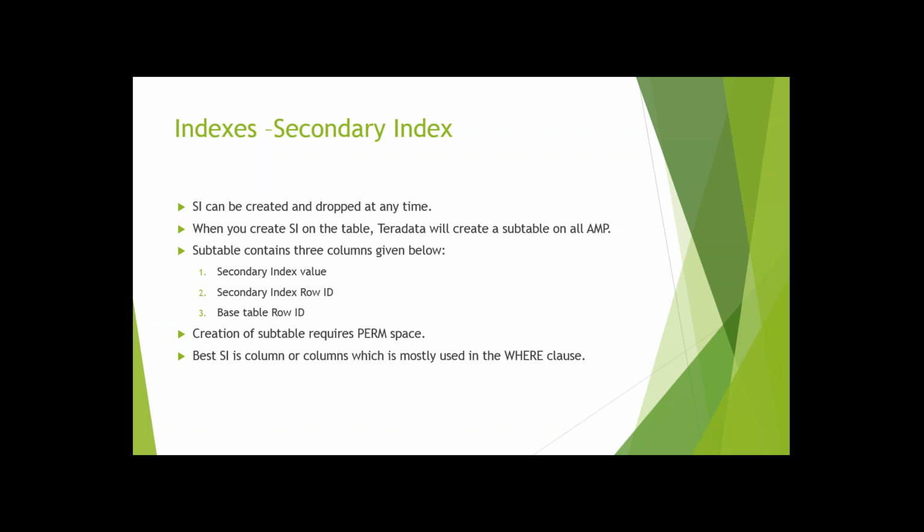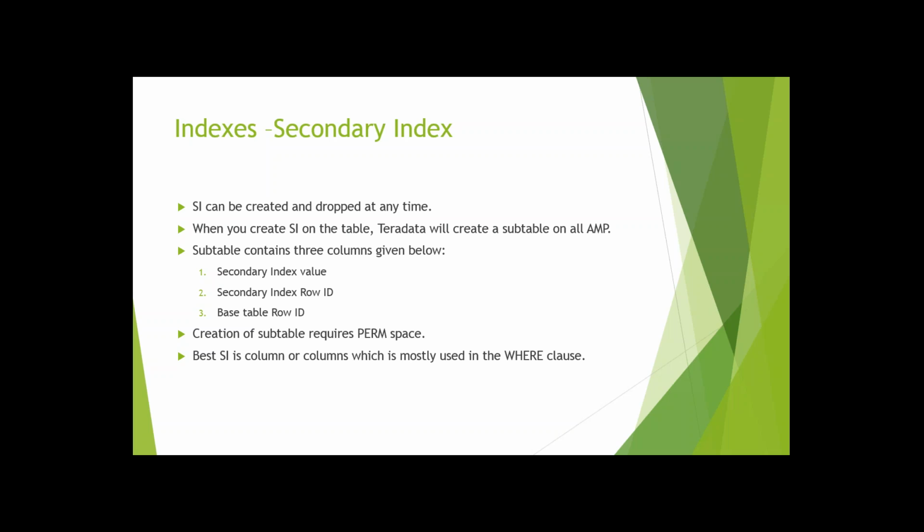When you create an SI, a subtable will be created. What does this subtable have? The subtable will have the secondary index value. This value is nothing but a hash value. So this department number data would be hashed, and then you get a 32-bit. And then the secondary index row ID, like how we have the primary index row ID, which makes it unique, which makes it 32-bit, and then the primary index hash value is another 32-bit. Together we form a 64-bit, correct?